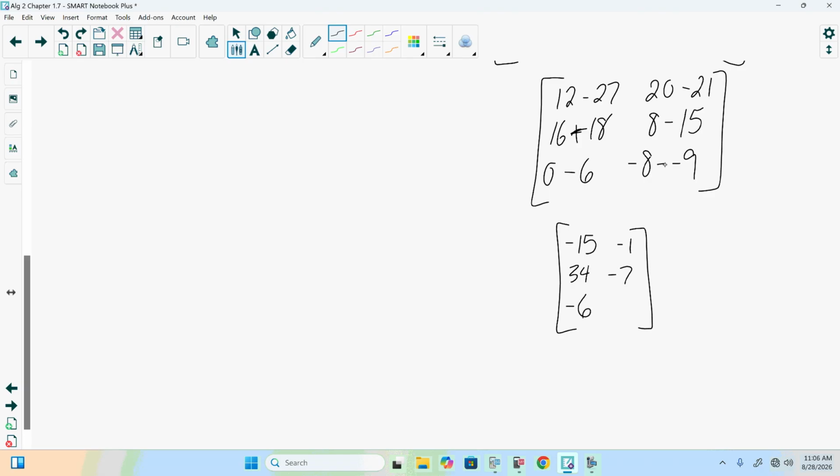Negative 8 minus negative 9. Again, negative and negative make positive. Negative 8 plus 9 is 1. We agree on this here. We ready for what's next?